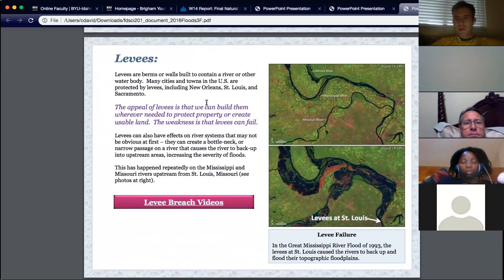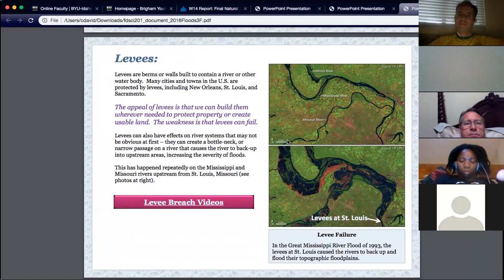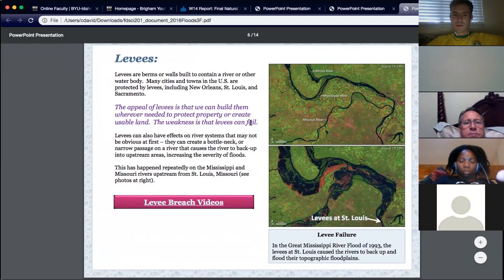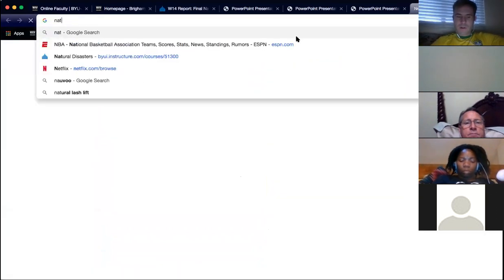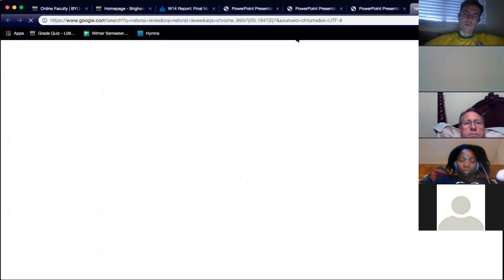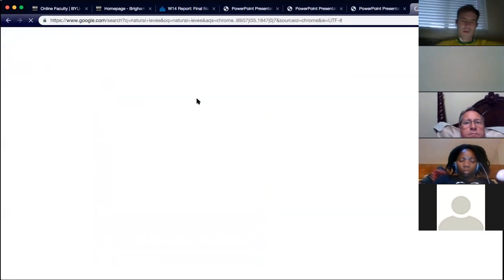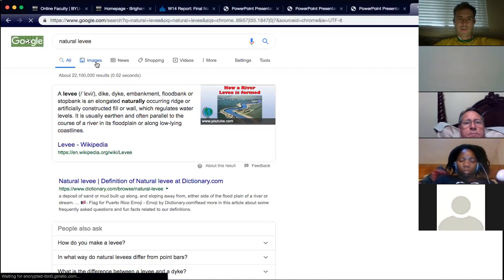Then you got your levees. So you've got natural levees and man-made levees. Basically, those are the kind of walls that are along the sides of rivers. They say berms as well. So let's see. Let's look at the picture here. We'll show you what a natural levee looks like.